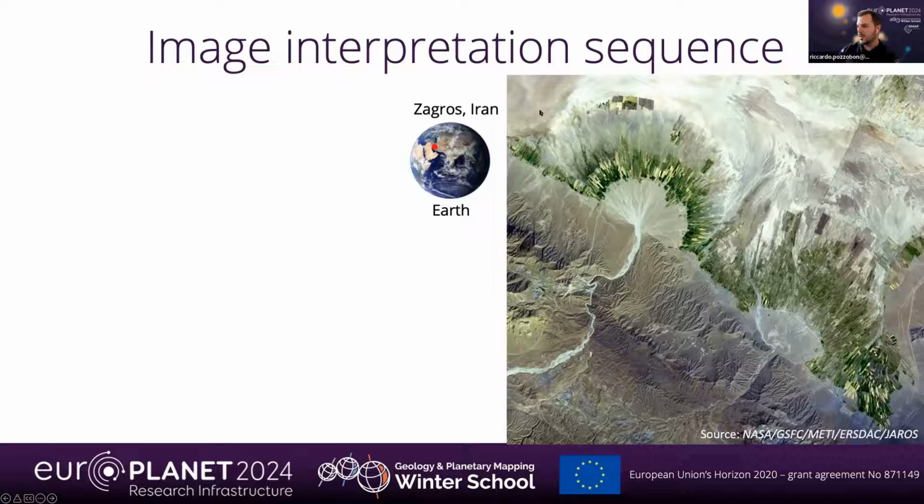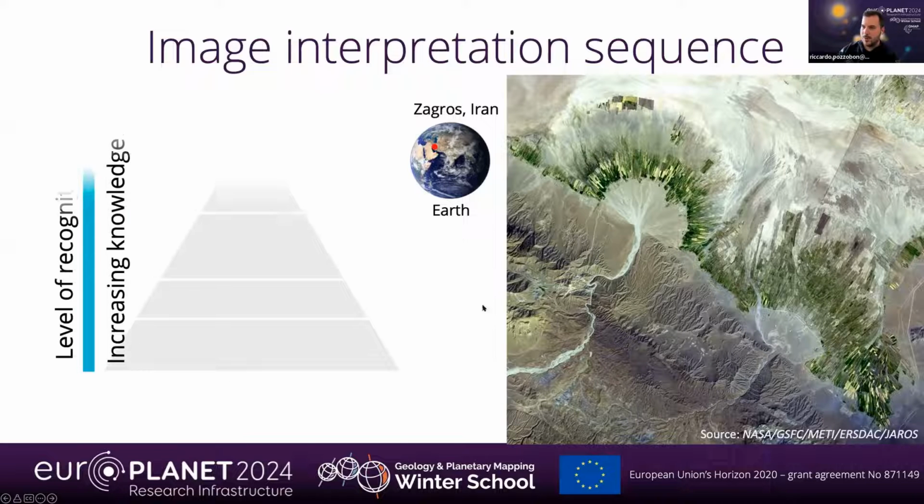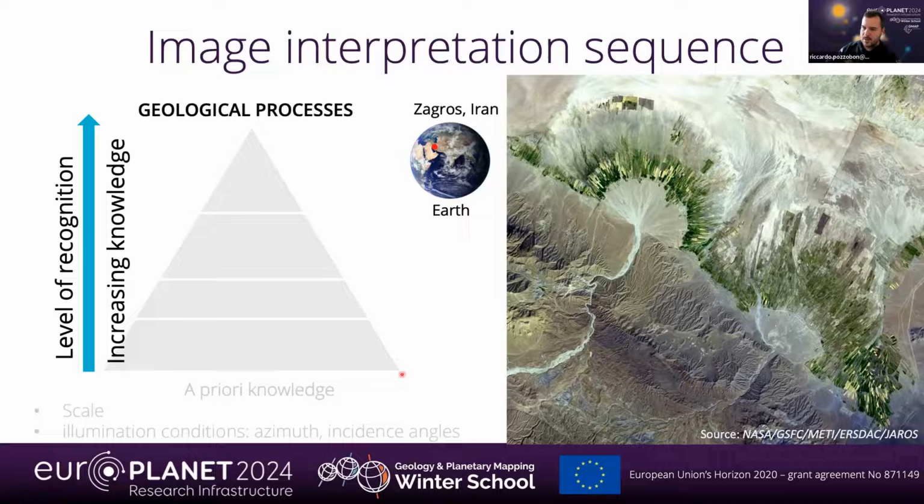So here you see a beautiful picture of a region in the Zagros in Iran. And we can build up our knowledge like a pyramid, you know? We build the basement, like so, and then we build up our knowledge, increasing our level of perception and recognition of a particular area. But before doing this, we need to know some basic things. And these things are mandatory. If not, we cannot provide a meaningful interpretation. And they are called a priori knowledge.